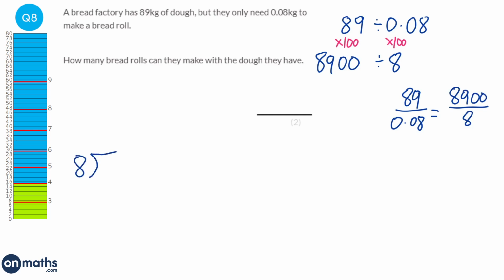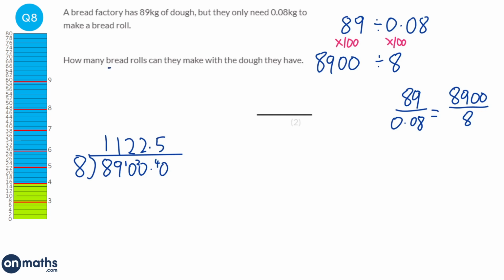So 8 on the outside. And in fact I might use a straighter line here. There we are. And we've got 8,900 on the inside. So 8 into 8 go 1, 8 into 9 go 1, remainder 1, 8 into 10 go 2, remainder 2, and 8 into 20 go 2, remainder 4, and 8 into 40 go 5.